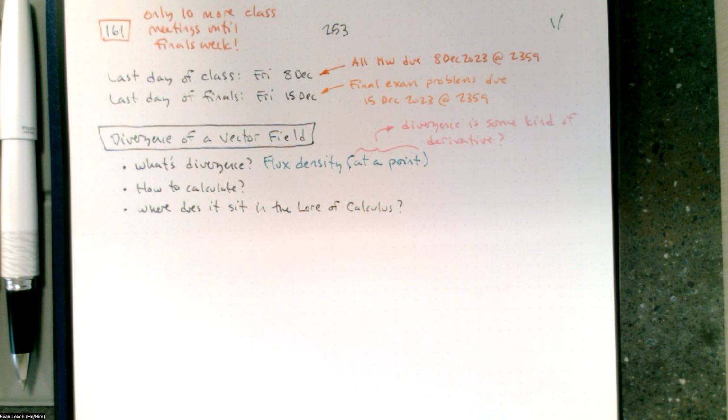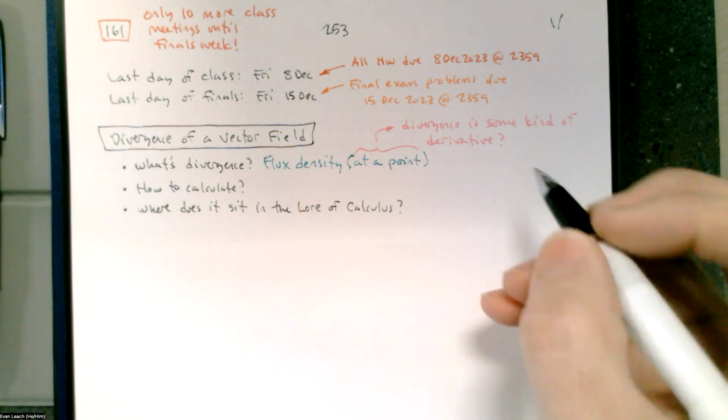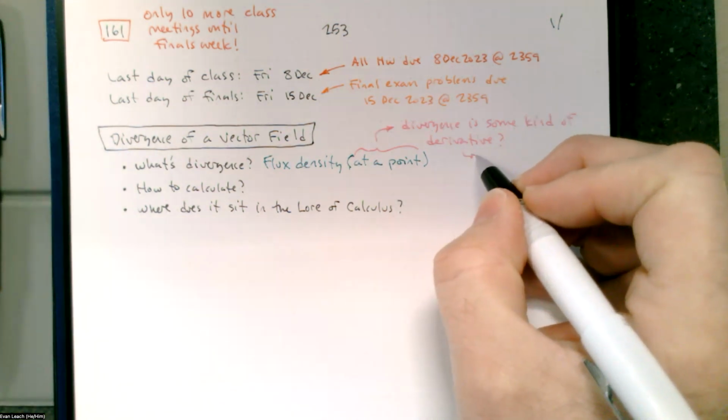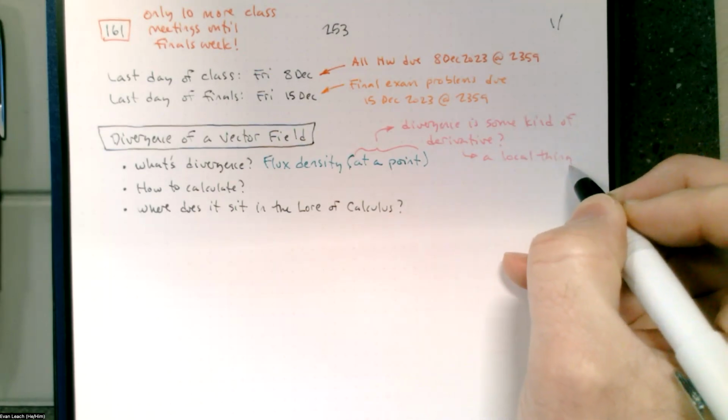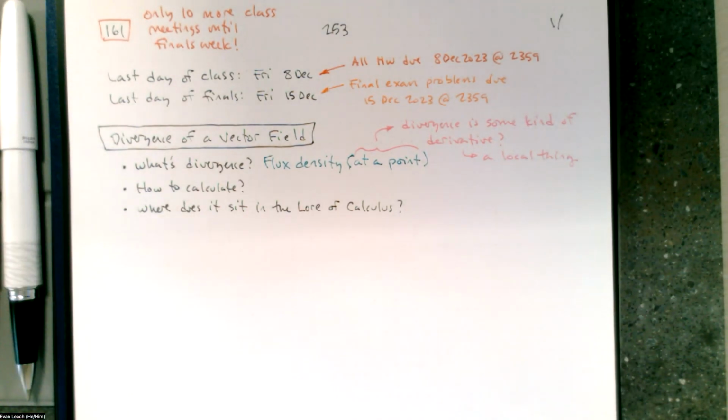Remember, when we first calculated the derivative, our goal was to find the slope of the line tangent to a curve at a point, a local thing. Since divergence is a local thing, derivative is a local thing. We're looking at how much something is changing at a point. That's a local thing. That's a derivative. That's our derivative thinking.